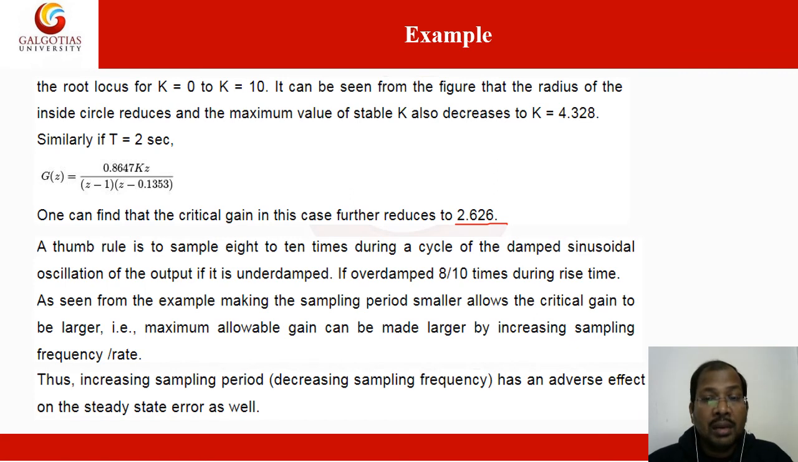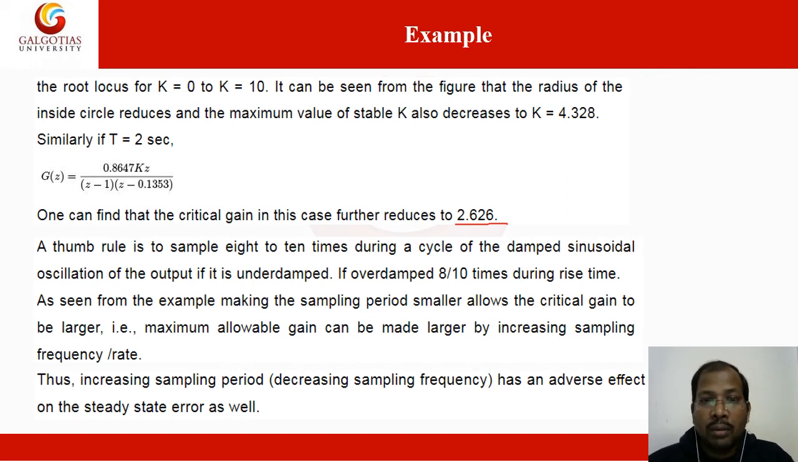So it means a stable region. If we take the sampling time as a smaller value, we get a larger stability region. If we increase to a larger sampling time, we get a smaller stability region. A thumb rule is to sample 8 to 10 times during a cycle of the sinusoidal oscillation of the output if it is underdamped. If overdamped, sample 8 to 10 times during the rise time.